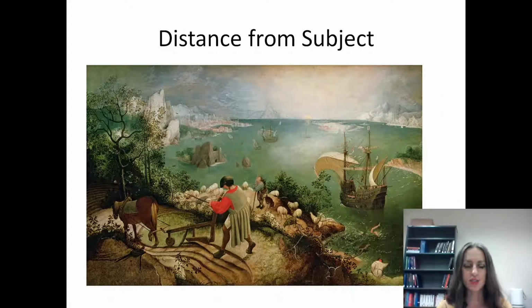Okay, distance from subject. This is an interesting one. And I love this classic picture here. This is called Landscape with the Fall of Icarus. So hopefully, maybe you're familiar with the story of Icarus from Greek mythology. His father made him wings out of feather and wax so that he could fly, and he was able to fly out over the ocean to escape imprisonment. But, so the story goes, he flew too high, too close to the sun, the wax melted, his wings fell apart, and Icarus fell to his death in the ocean.